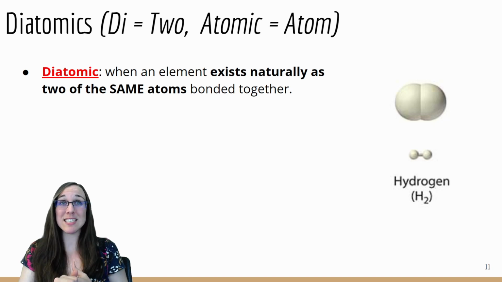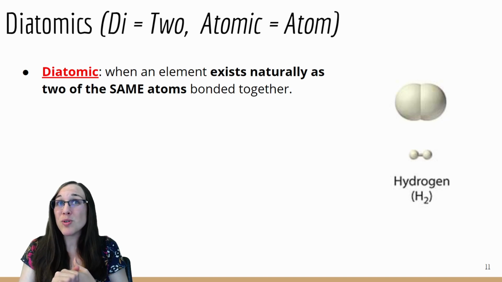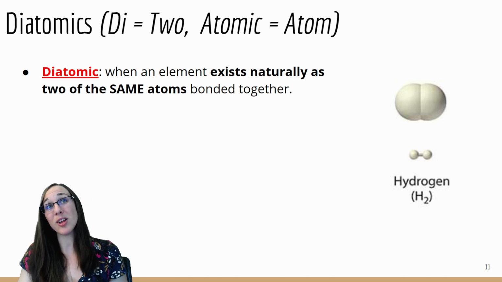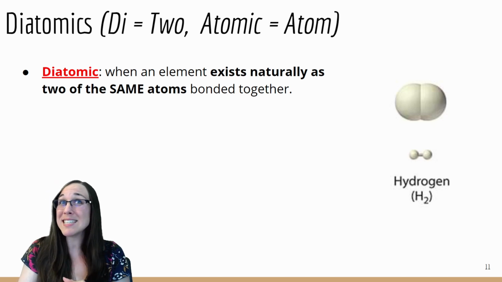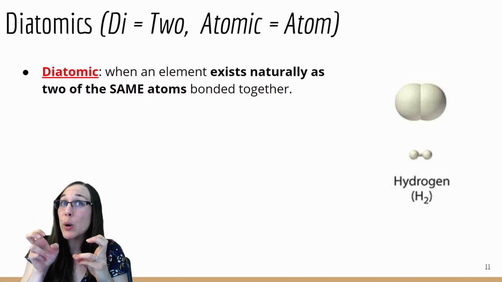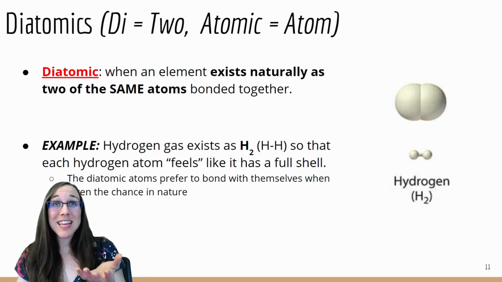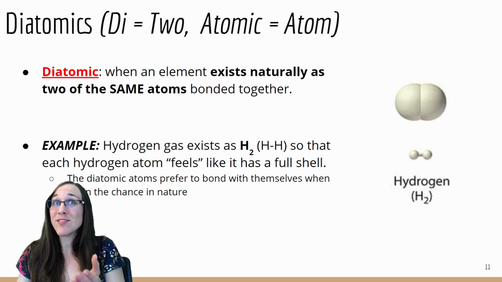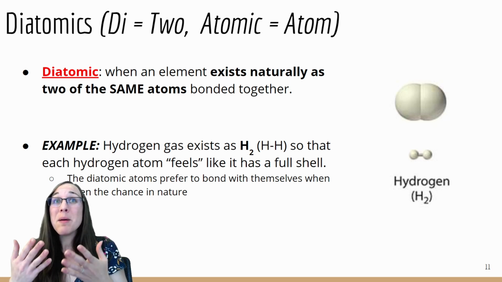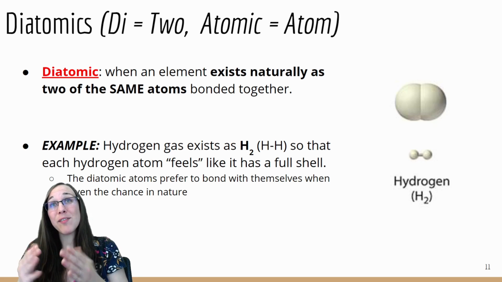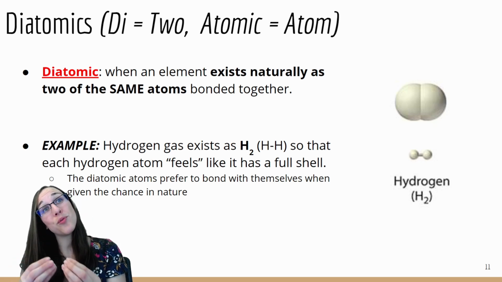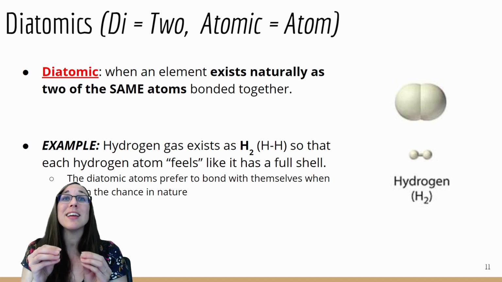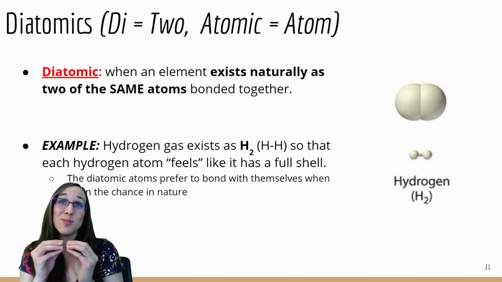Hydrogen is one of these examples. Hydrogen H2, you would never just see an H because hydrogen is a diatomic molecule. It will always find itself if it happens to be alone. So for example, hydrogen gas exists as H2, HH. In other words, there's never just going to be an H present because H needs to have a full octet. It needs to feel full, having 2 electrons. So it's always going to find another H atom that it can share and have 2 electrons with.